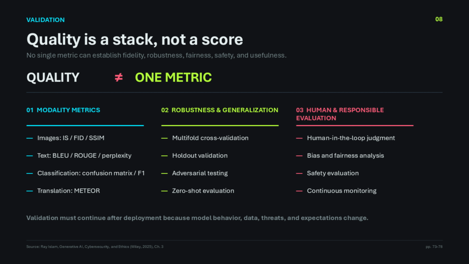We also need robustness tests. Cross-validation and holdout testing check generalization. Adversarial testing pushes the model with difficult or malicious inputs. Zero-shot evaluation asks whether it can handle unfamiliar tasks. And then comes the human layer: judgment, fairness, bias analysis, and safety evaluation. These checks capture qualities that a numerical metric may completely miss.